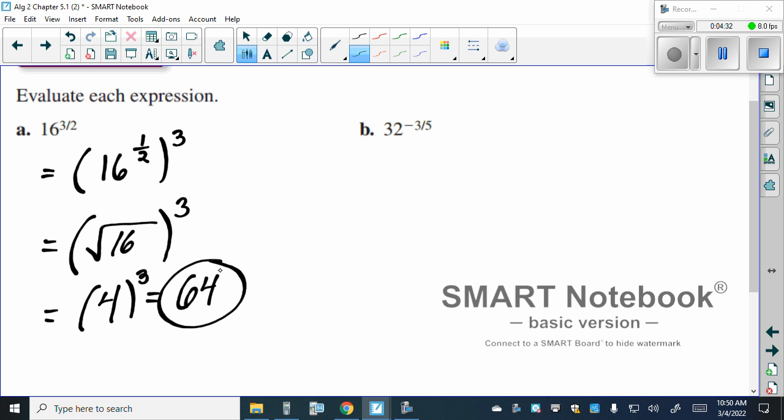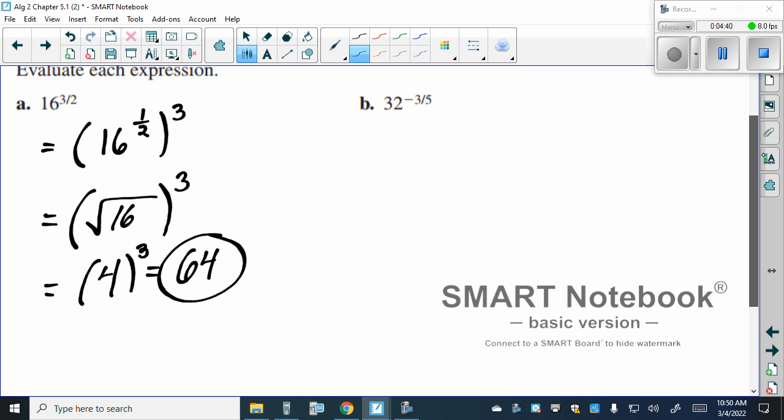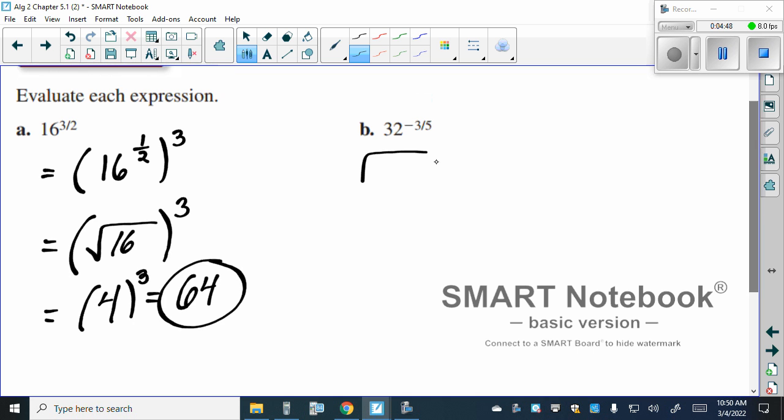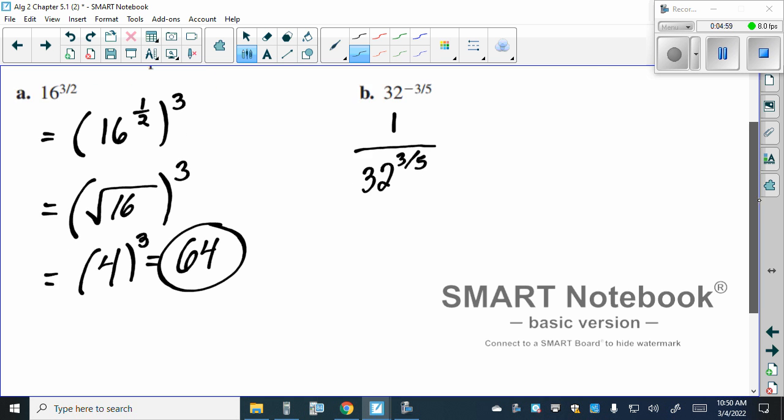So 32 to the negative 3/5. We're going to work with this here and simplify it. Now, because the exponent's negative, we need to move it from the numerator to the denominator to make it positive. So here, we're going to have 1 over 32 to the 3/5.